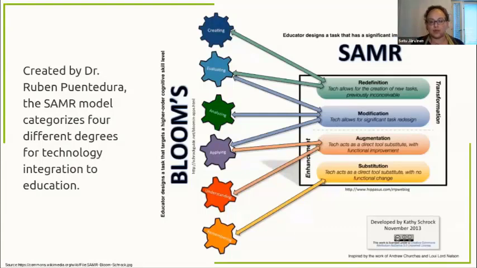But this model invites us to look at, okay, we can do that, but how can we use technology to augment what we do a bit better? So where does it function better? And I think there are lots of tools for that. Then we have the modification level, and there we also go towards higher order thinking skills. If we apply this to Bloom's taxonomy, which looks at the different levels of learning, we move towards higher level thinking. So okay, how can we really redesign what we do with technology?